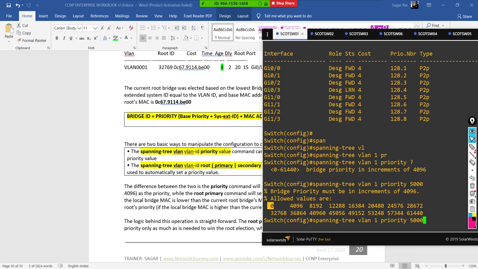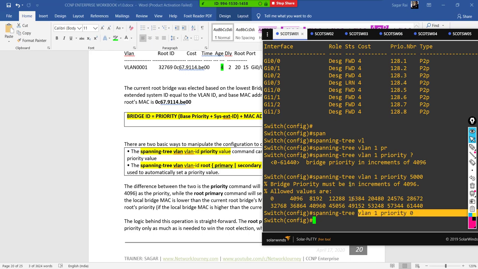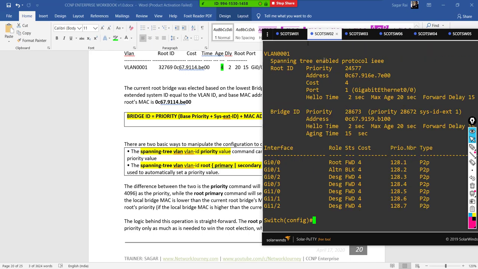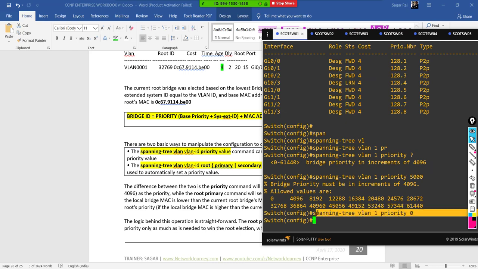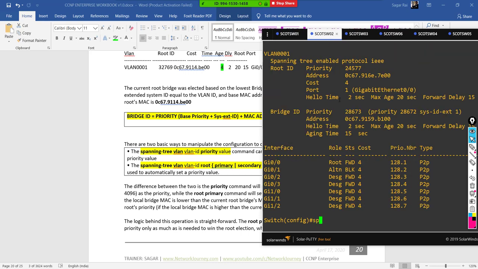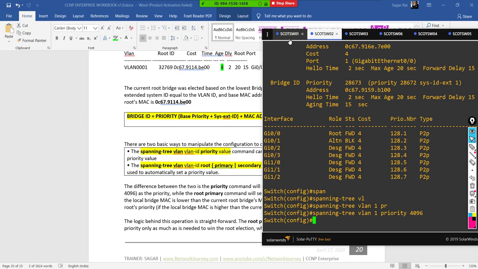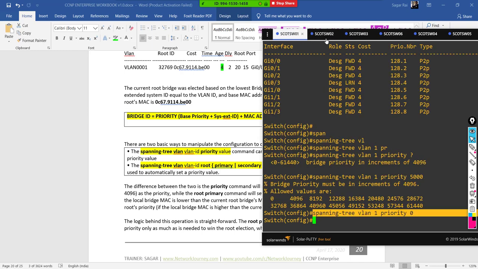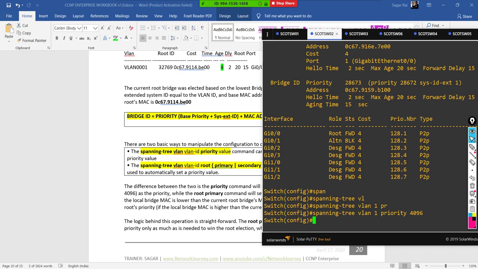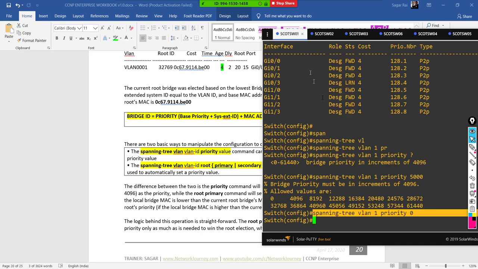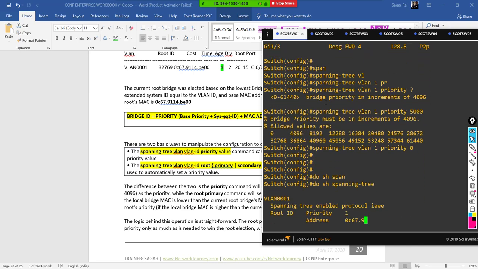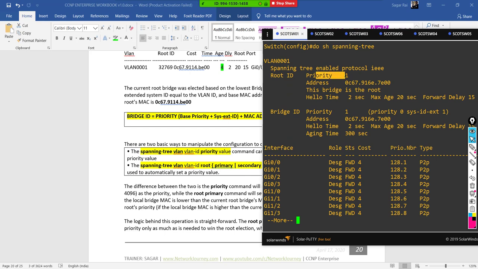Something like this, now the priority is 0. And for the secondary device, the secondary best device, just make use of 4096. Now this is always your best device. If this fails, then you have the second best device, and the rest are all as they are, 32768 priority. Now if you check the behavior with show spanning-tree, you will see the priority is 1.